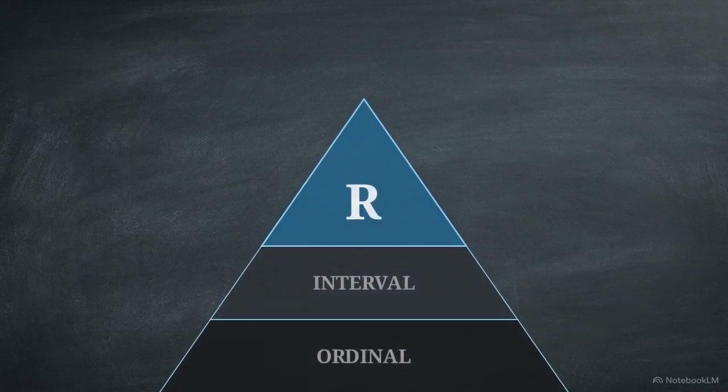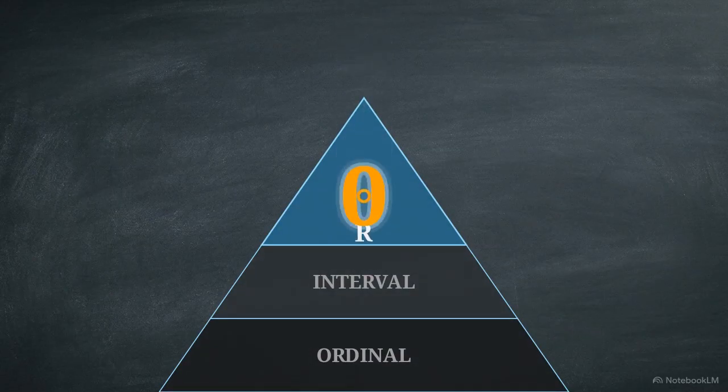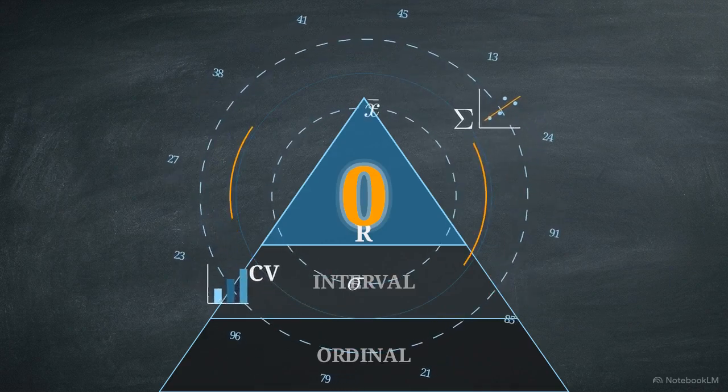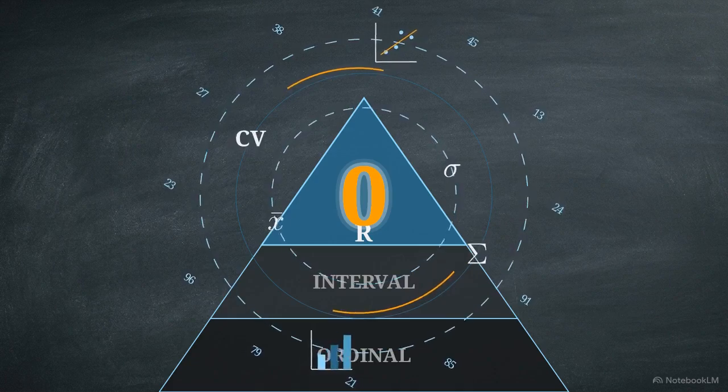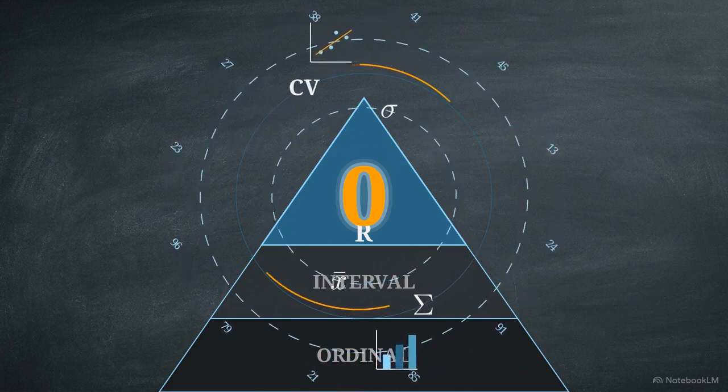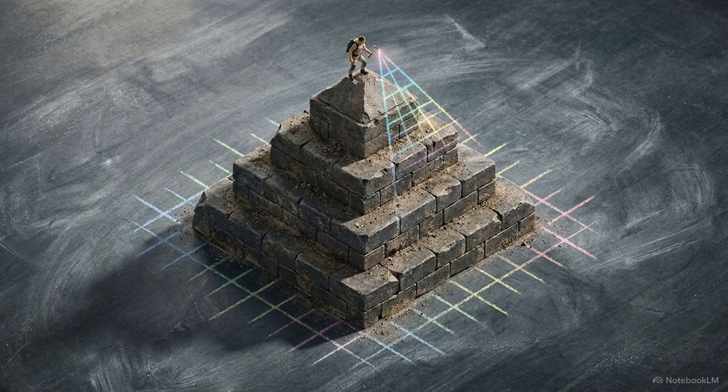At the peak, the ratio scale includes an absolute 0. This tier allows for every possible statistical technique, including the calculation of coefficients of variation. Climbing the NOIR pyramid equips the researcher with the mathematical precision required for advanced downstream analysis.